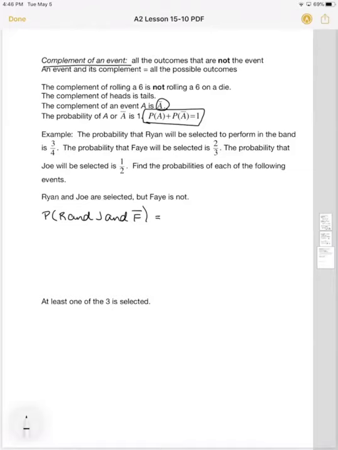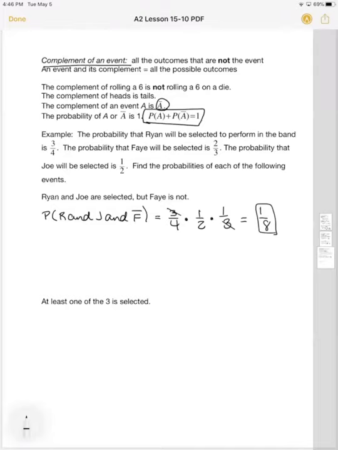So I've got Ryan. The probability of Ryan making it is 3/4. And the next event, Joe making it, is 1/2. And Faye not making it is the complement, which will be 1 minus 2/3, because an event and its complement add up to 1, so the complement of making it is not making it. 1 minus 2/3 is 1/3. And that's it. So let's cancel out our 3's, and we get 1/8. The probability that Ryan, Joe, and not Faye are selected is 1/8.